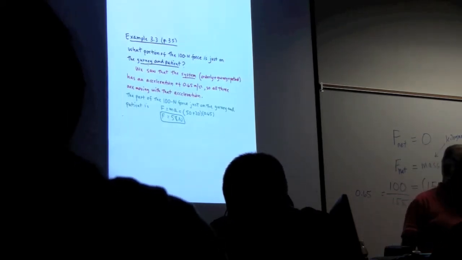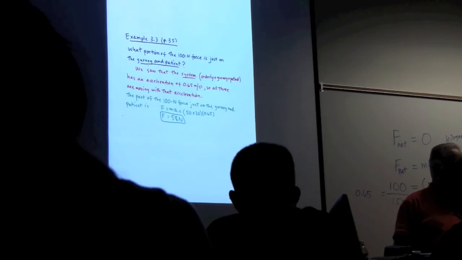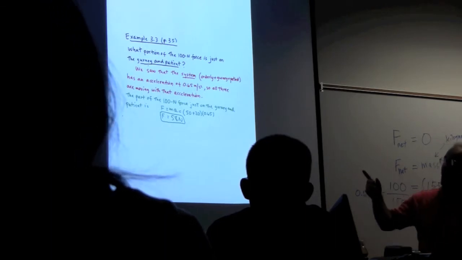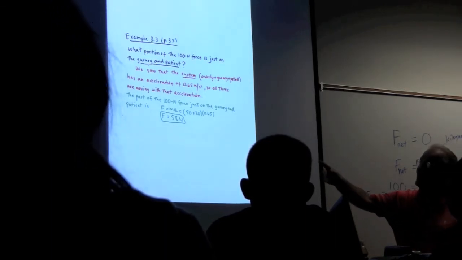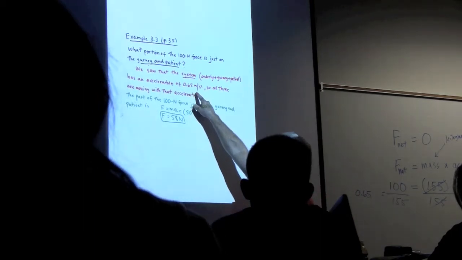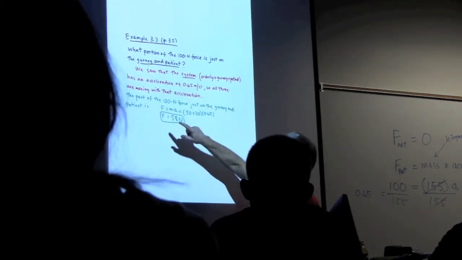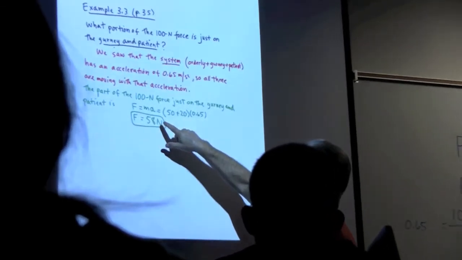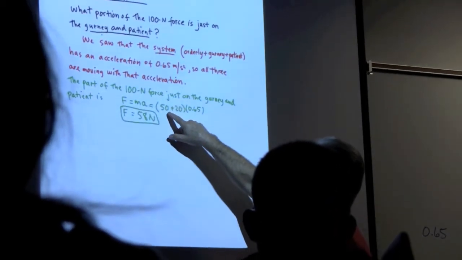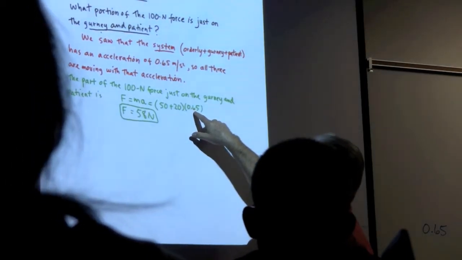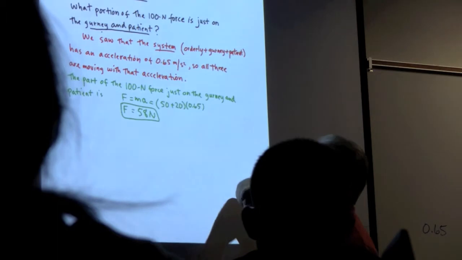What portion of the 100 newton force is just on the gurney and the patient? In other words, not on the orderly. So for that, we know that altogether, they're moving at this acceleration, because we just solved that. That's how fast all three of them move. But then that means the part of the 100 on just the gurney and the patient, these two, is their mass times that acceleration. And in this case, it comes out to be 58.